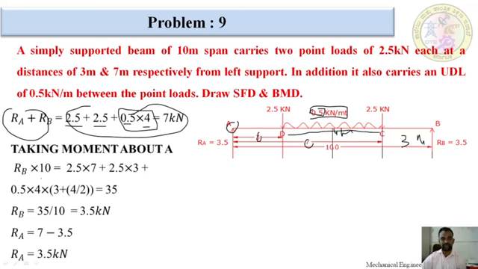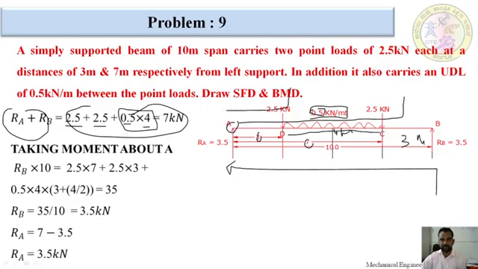Next, RB into 10. What is this? This is upward force into this distance. Here sign convention is not important, whether it is shear force, upward force, or negative force. Only we have to consider values, not the sign conventions. RB into this distance 10. Downward force is 2.5 into this distance 7. Next 2.5 into this distance, and this UDL, how much? 0.5 into 4, like this we have converted the UDL into point load.